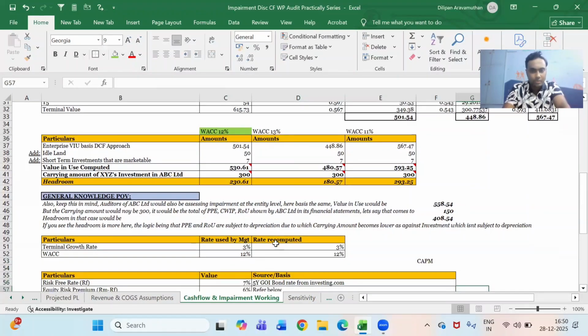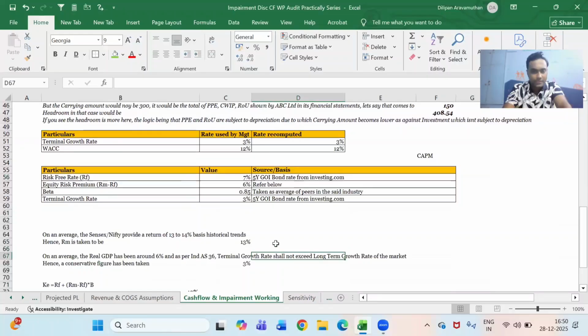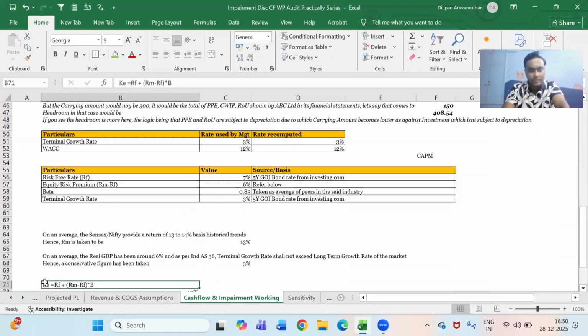Capital asset pricing model, what's the formula? The formula is KE = RF + (RM - RF) x beta, where RF is the risk-free rate and RM minus RF is the market return minus the risk-free rate. So how do we get the risk-free rate? Let's say we look at a site like investing.com and get the 5-year Government of India bond rate, and let's say that comes out to 7%. These are hypothetical numbers, guys, not accurate numbers. If I had to show you the accurate numbers, it would take a lot of time, so I'm not doing that exercise now.